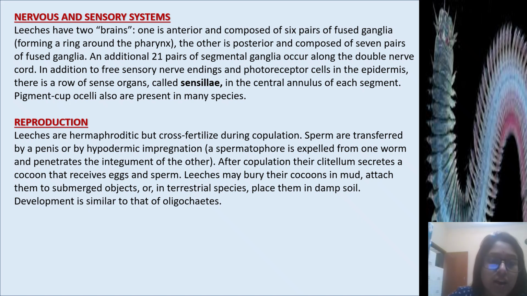Reproduction. Leeches are hermaphroditic but cross-fertilize during copulation. Sperm are transferred by a penis or by hypodermic impregnation. After copulation, their clitellum secretes a cocoon that receives egg and sperm. Leeches may bury their cocoons in mud, attach them to submerged objects, or, in terrestrial species, place them in damp soil. Development is similar to that of oligochaetes.